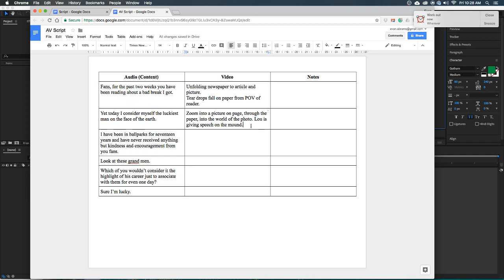Now, something you can think about is, when you look at this, we can already start to identify that Lou is giving a speech on the mound. Well, now we need the character of Lou. We need to draw him. So you might want to start highlighting anytime you've written a character down. What characters have I got here? Oh, we have the character of Lou.